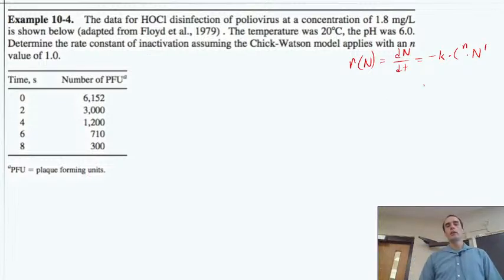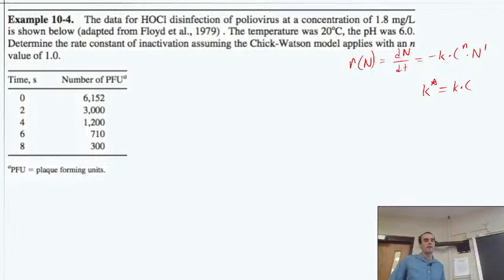We can also say that we could take a k star to be equal to this k times c to the n power. Okay, so that's just what we had just covered about this whole disinfection thing, the Chick-Watson kinetics. Basically that the time and the concentration for the disinfection matter. But we can hold that concentration constant, and that'll help us out.